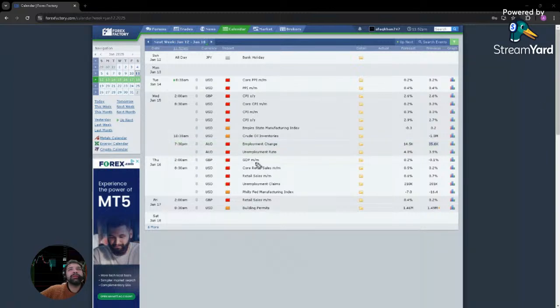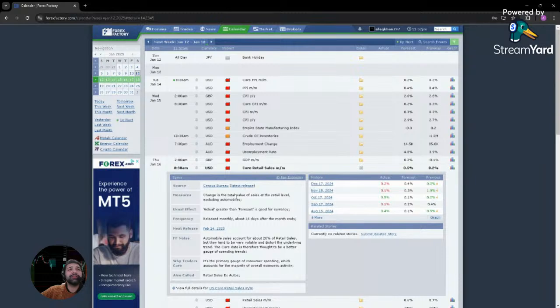So on the pound, GDP is coming on Thursday at the same time as the CPI is coming on Wednesday. You see right here, their GDP on the monthly level might improve a little bit according to the forecasted value right here. Core retail sales is showing a little bit of increase, and retail sales deals with the changes in the total value of the sales at the retail level, excluding automobiles. So it is a primary gauge for consumer spending.